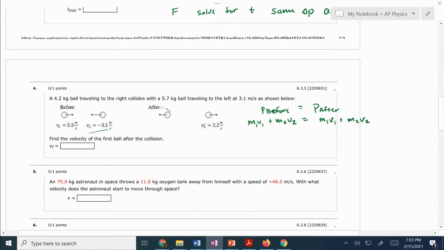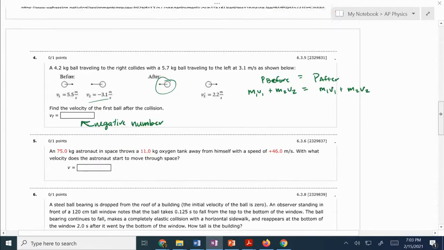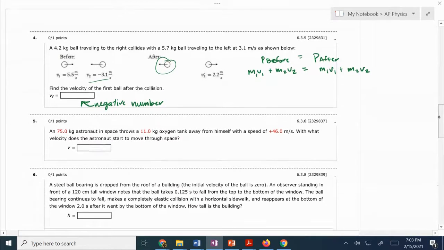I would expect, since it does appear that it's moving to the left, this to be a negative number. So I think that WebAssign is expecting that. It doesn't say the word magnitude there, so make sure that you're inputting a negative number if it turns out to be negative. I don't actually know what the answers are at the moment.